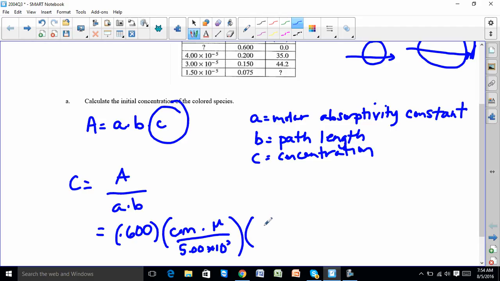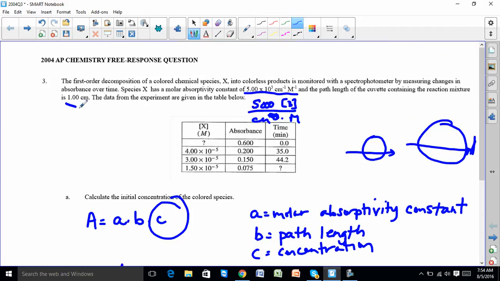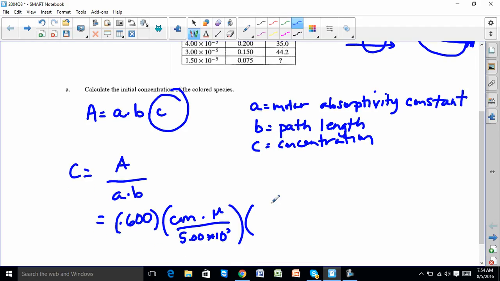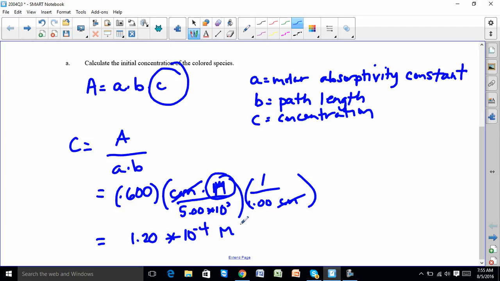And then also the path length is 1 centimeter. They told you that the cuvette length is 1 centimeter. They told you that right there. But it's downstairs, so I'm going to do the reciprocal, so 1 over 1 centimeter. And an interesting thing happens. Centimeter cancels with centimeter, and nothing cancels with molarity, but you're solving for concentration. So we're glad that that happened. And so if you do this on your calculator, you will get 1.20 times 10 to the -4 molar.